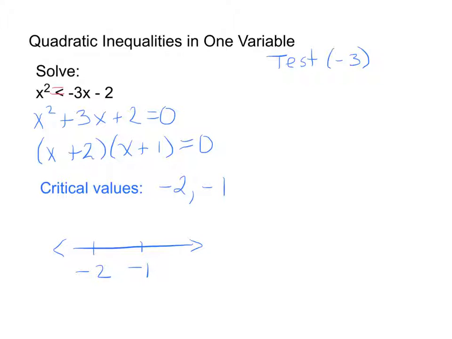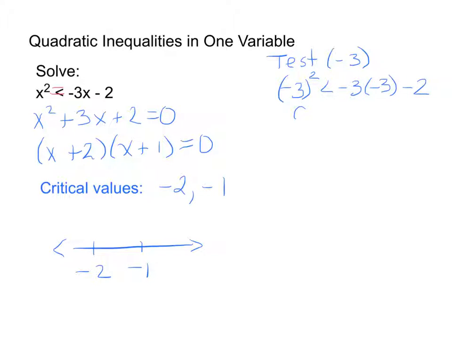And go back to the original inequality and fill in negative 3 for x. I'm almost always going to go back to the original inequality, not the one where I changed it, because I changed it to an equal sign, right? I don't want to test that. I want to test the inequality. So I have negative 3 squared is less than negative 3 times negative 3 minus 2.